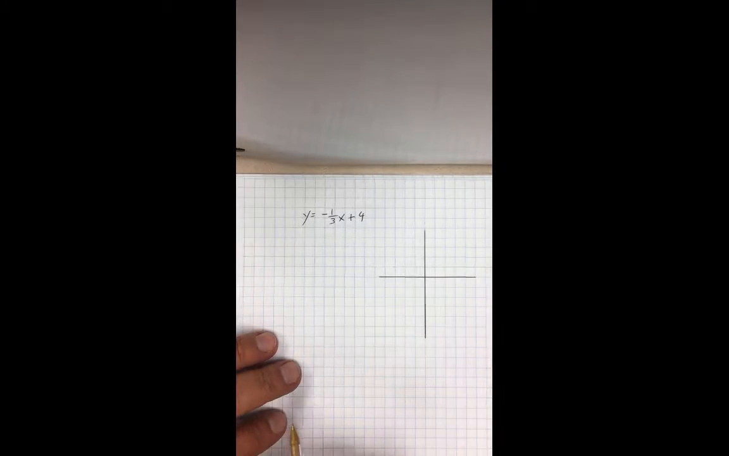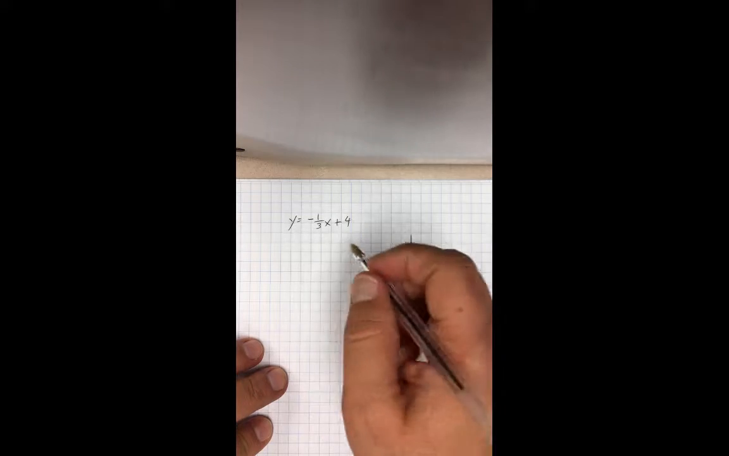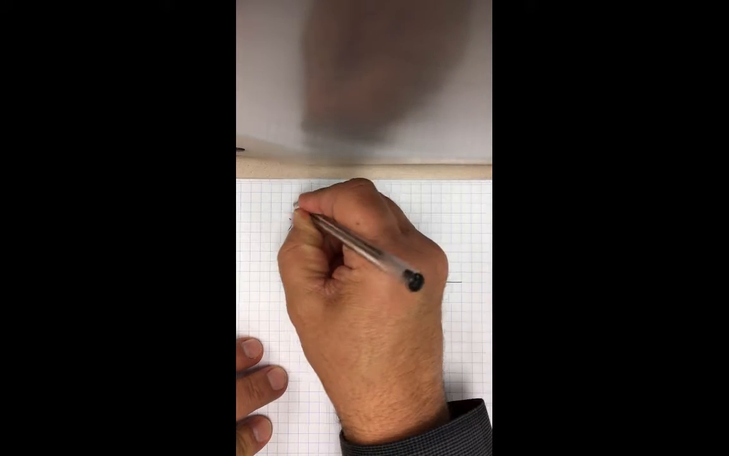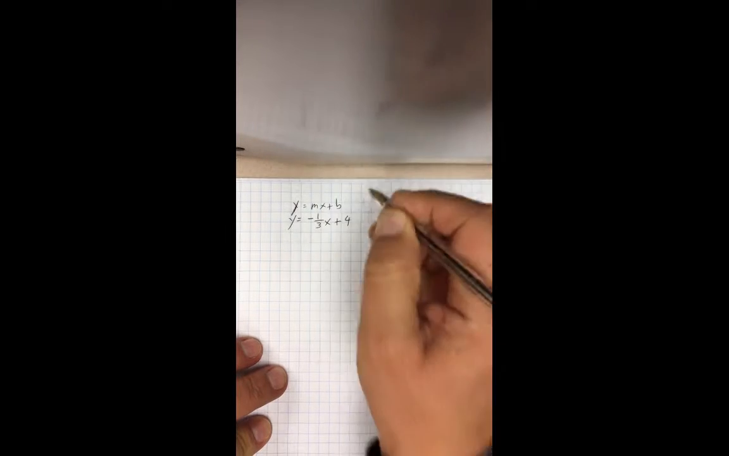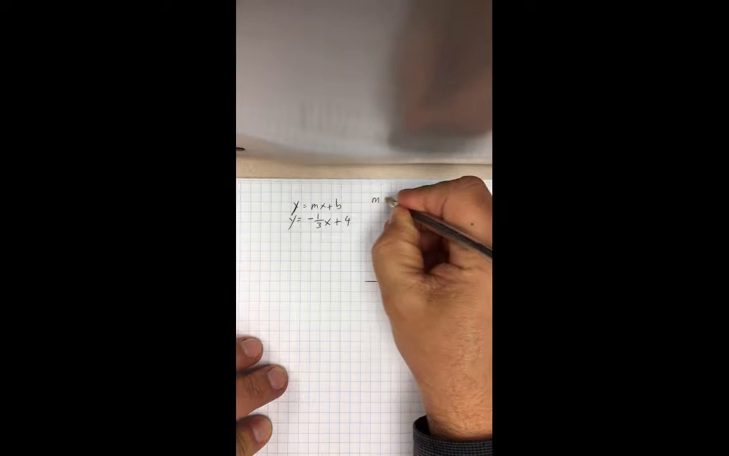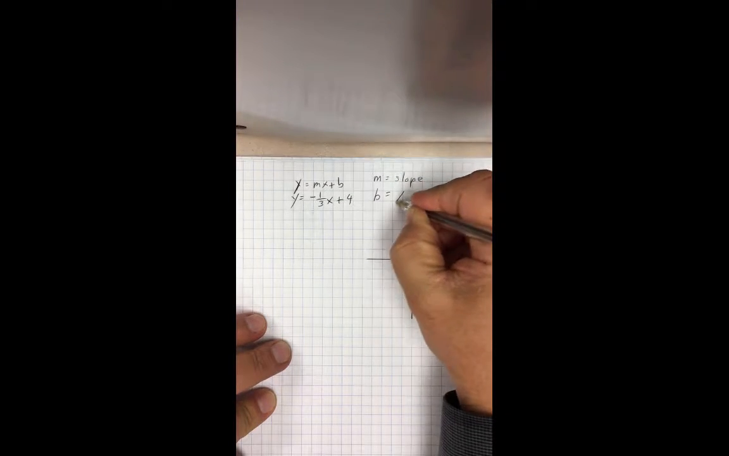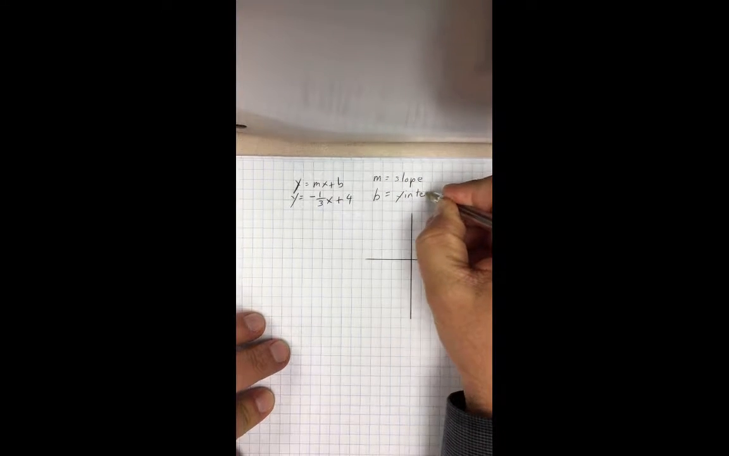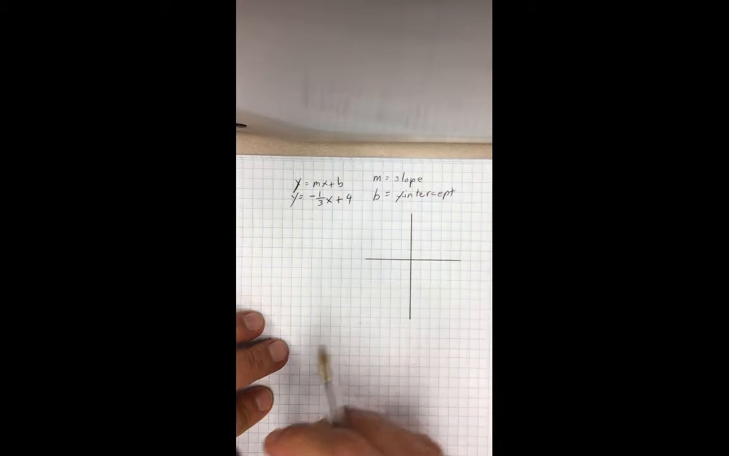So in the last video about graphing linear equations, we started with an equation that looked similar to this, in the form y equals mx plus b. And we said that m was the slope and that b was the y-intercept, okay? And so we went ahead and graphed that equation.